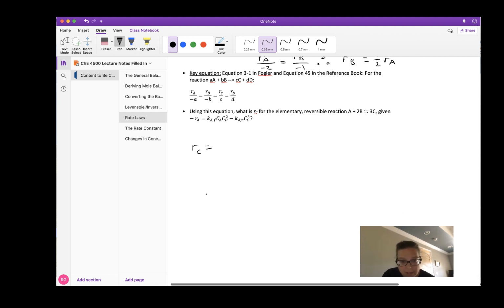So to obtain that, I'm going to go back to my formula. So I have RA over -1 is equal to RC over 3. So therefore, RC is going to equal -3 times RA.